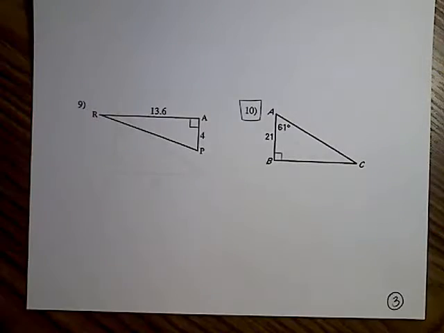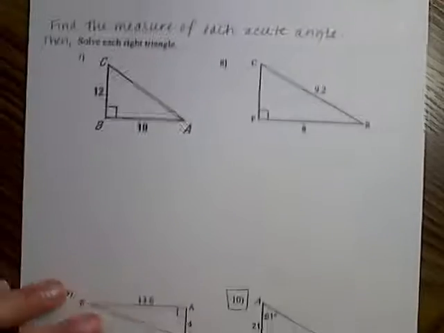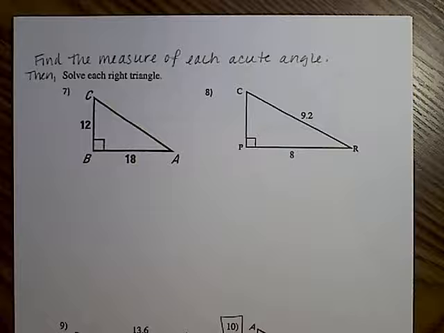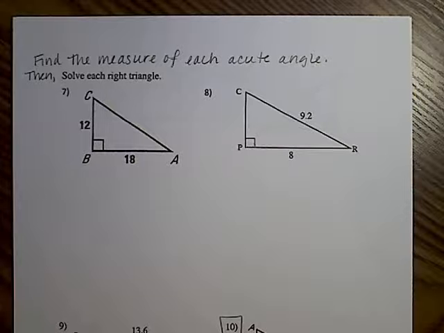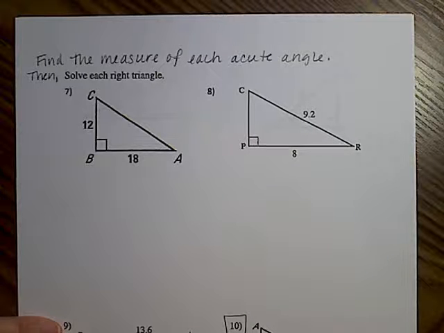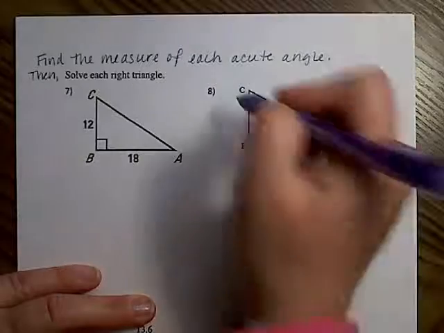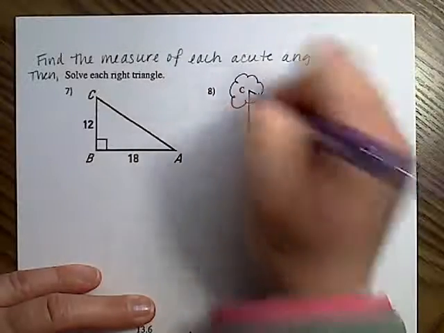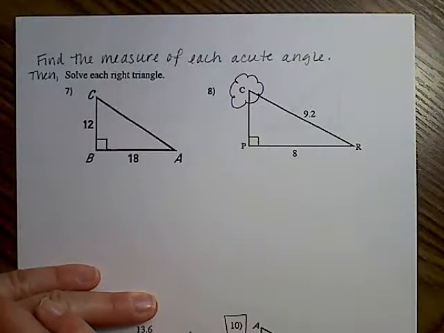All right, our next example. We're going to go a little backwards with this one. So find the measure of each acute angle first, and then solve the right triangle. I'm actually going to start with example 8. So in example 8, I'm going to choose angle C as my reference angle.